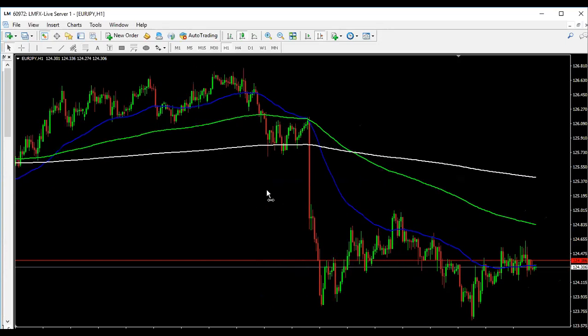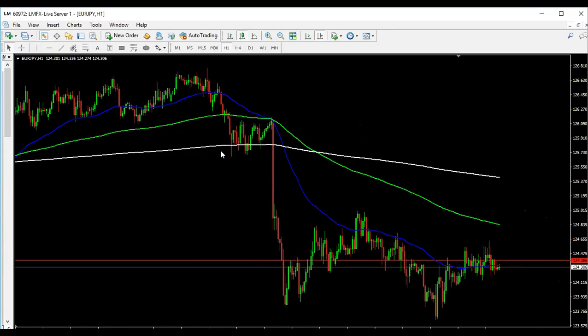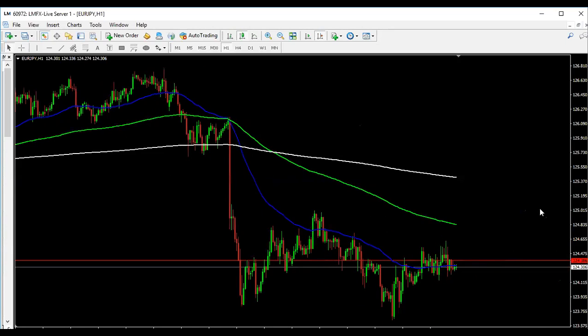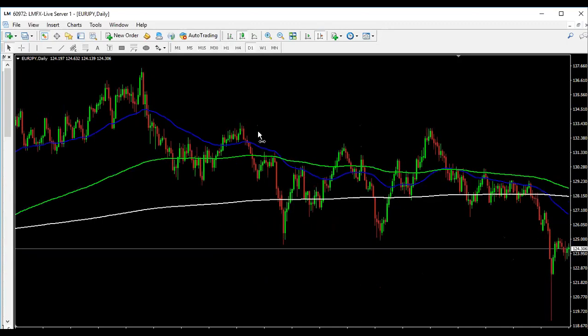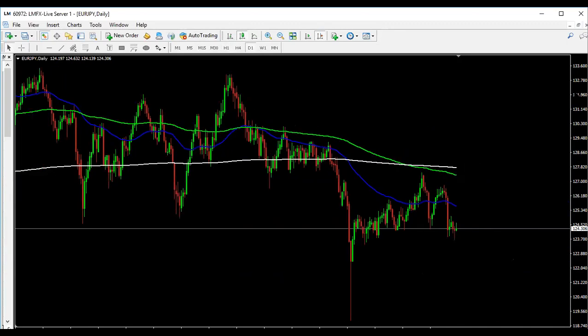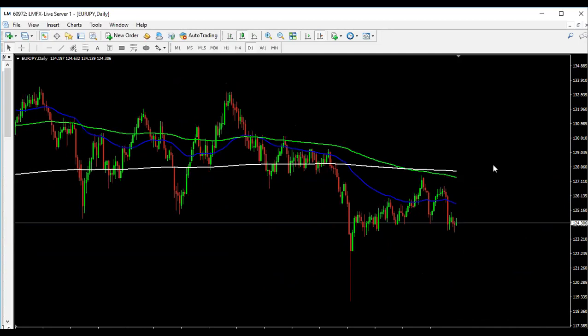Now that we have this, I want to go ahead and identify some of the patterns that I like to use. Some of my favorite patterns, so we're going to go to the daily chart. My favorite pattern is the symmetrical triangle, and what the symmetrical triangle looks like is something like this.